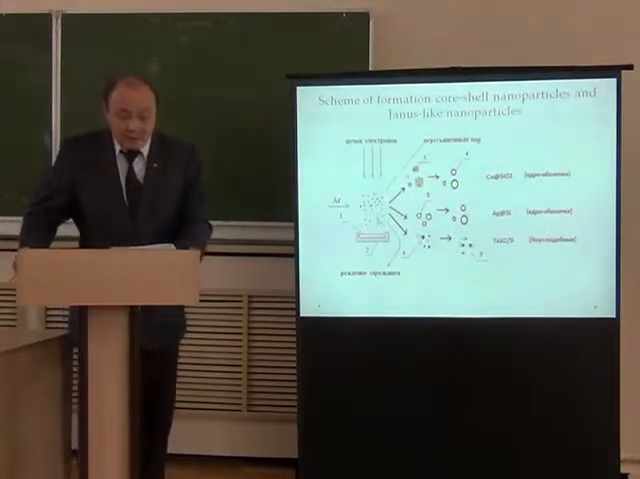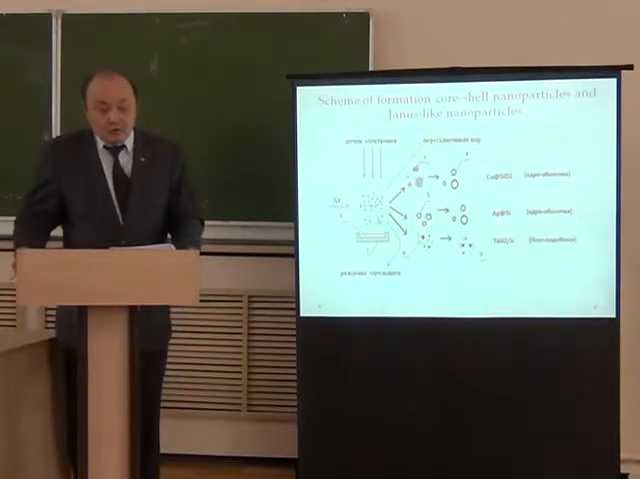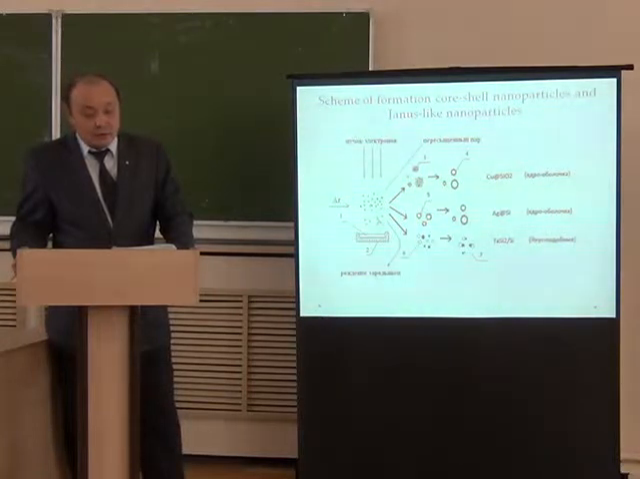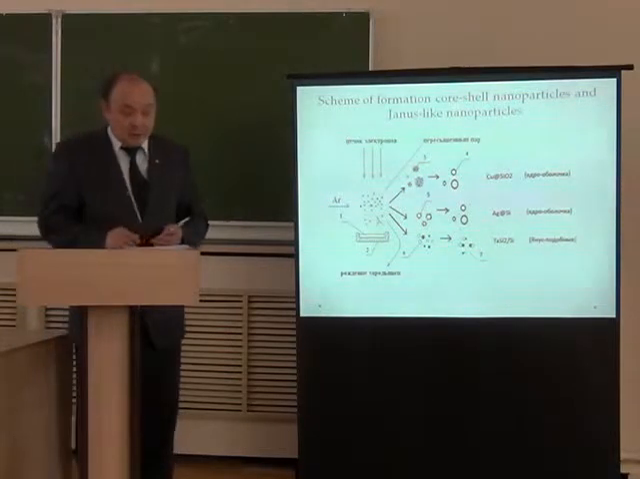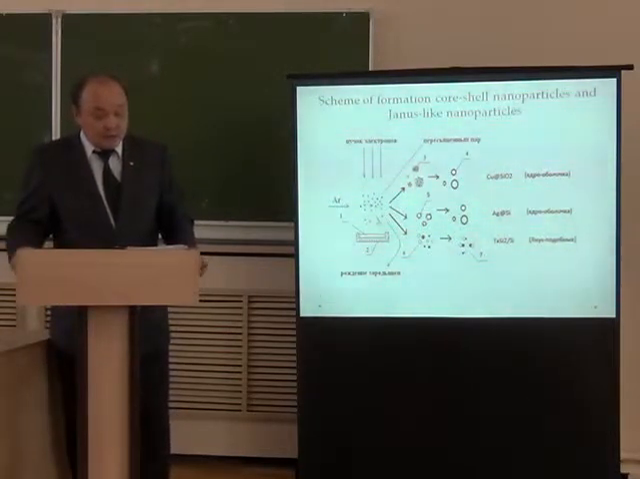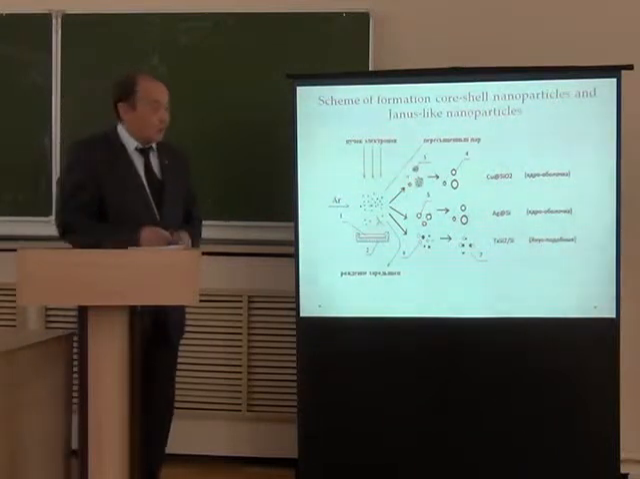Vapor from the substances is condensed. Further, particles coagulate with each other and form nanoparticles which have a core shell or Janus-like structure. If the substances are chemically active, we can see formation of Janus-like particles. In the other case, a core shell structure.